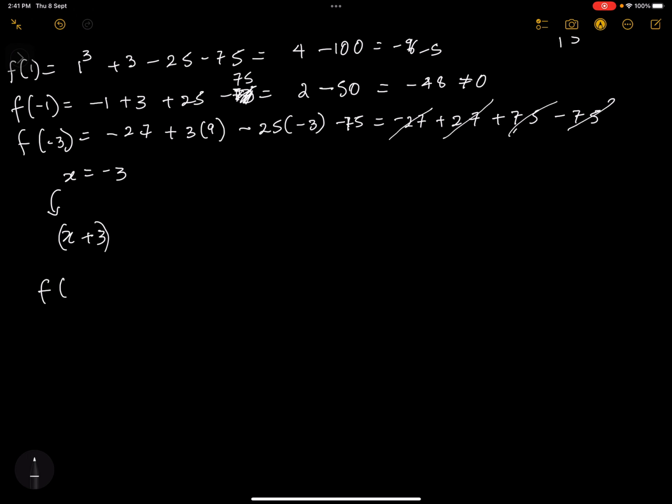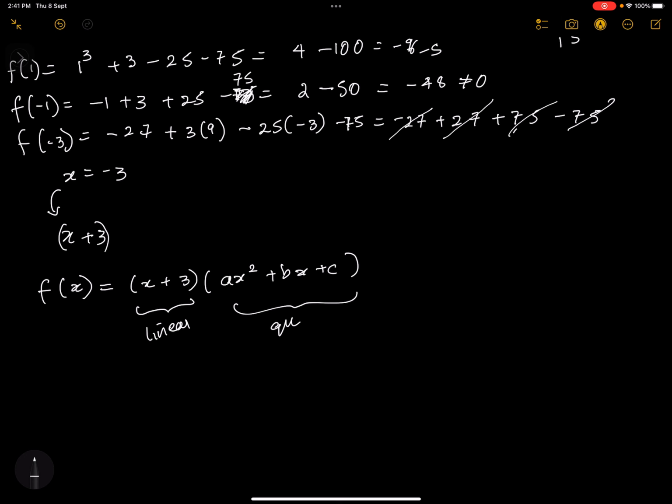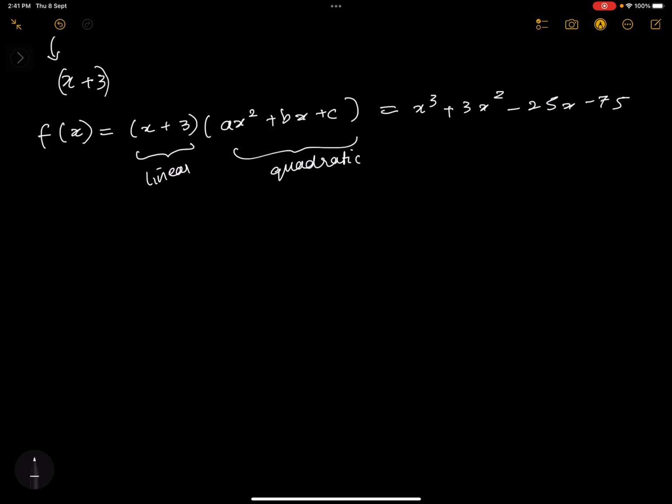Now how do we go about using this? We can deconstruct our original equation to be f of x equal to x plus 3 into ax squared plus bx plus c, because I had said earlier that we would get a linear factor followed by a quadratic factor. Now what we need to do is equate this to our original equation, which was x cubed plus 3x squared minus 25x minus 75. Upon multiplying this and equating the coefficients, we should get the values of a, b, and c.